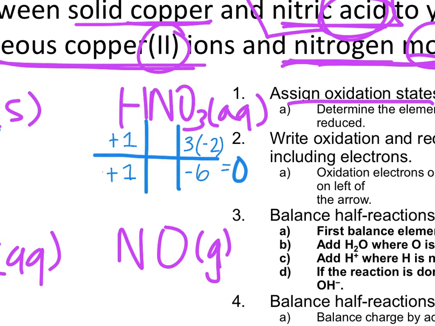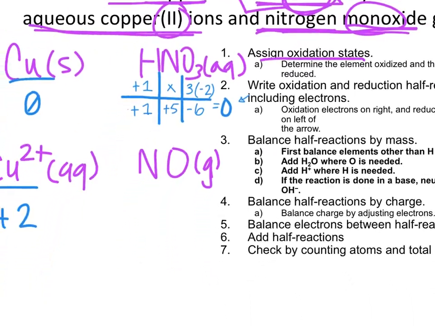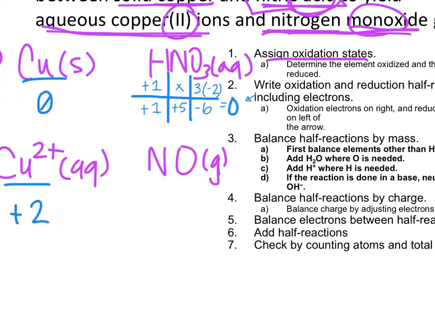And then here our unknown is our nitrogen. So here essentially we're solving for x, and basically you just want it to equal 0. In order for all of these numbers to equal 0, it's going to be +5. So the oxidation number for this nitrogen is +5. And like I said, I know I'm going fast for that, but it's review. So if you need to, pause it and take it slow.